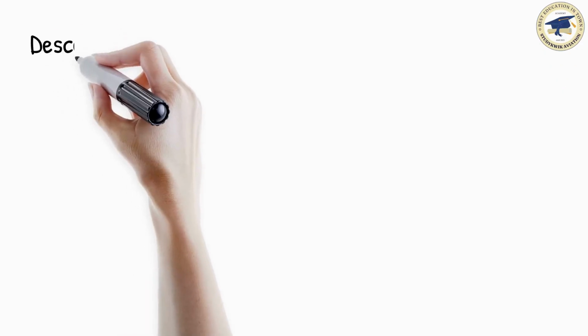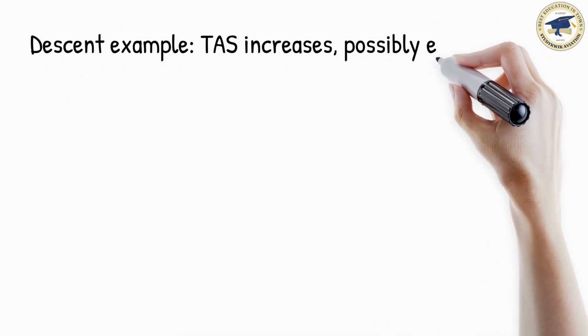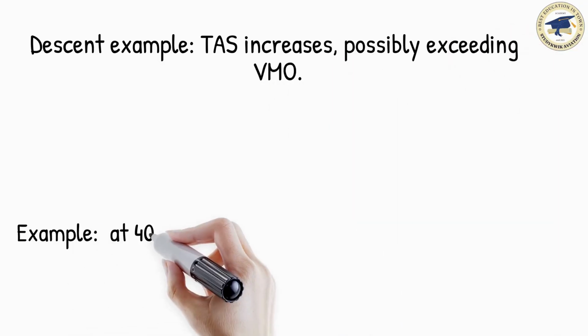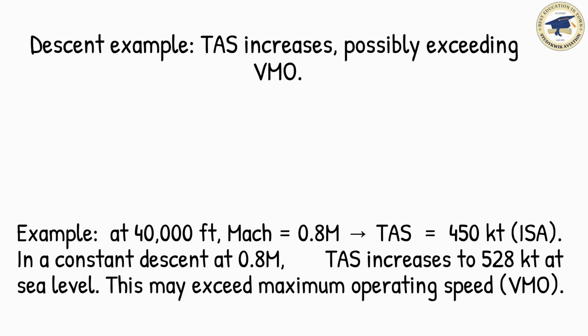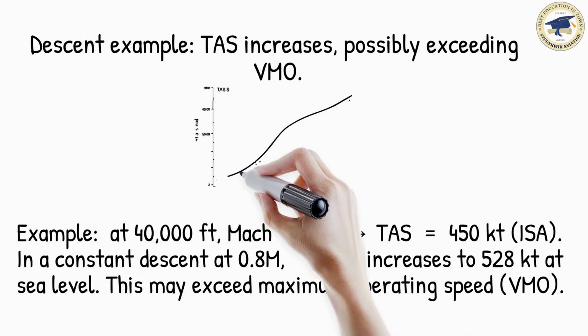Example: at 40,000 feet, Mach equals 0.8, TAS equals 450 knots, ISA. In a constant descent at 0.8 Mach, TAS increases to 528 knots at sea level. This may exceed the maximum operating speed, VMO.